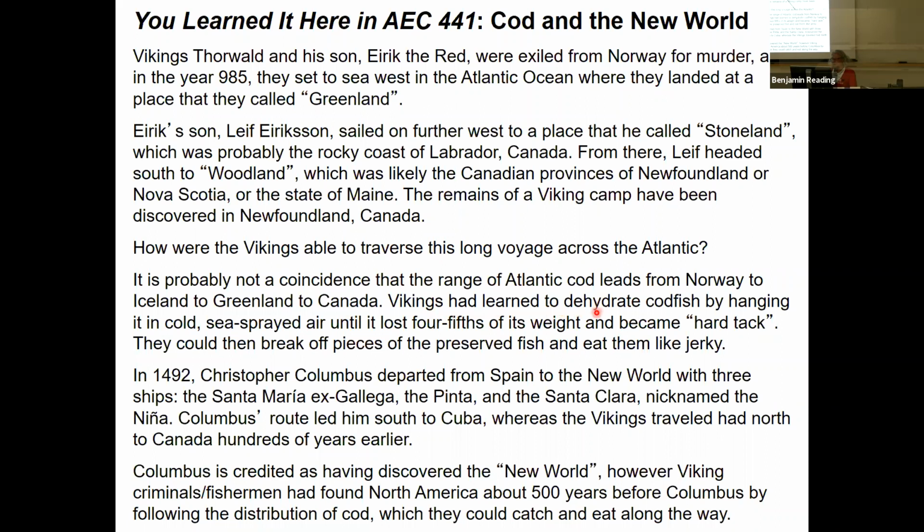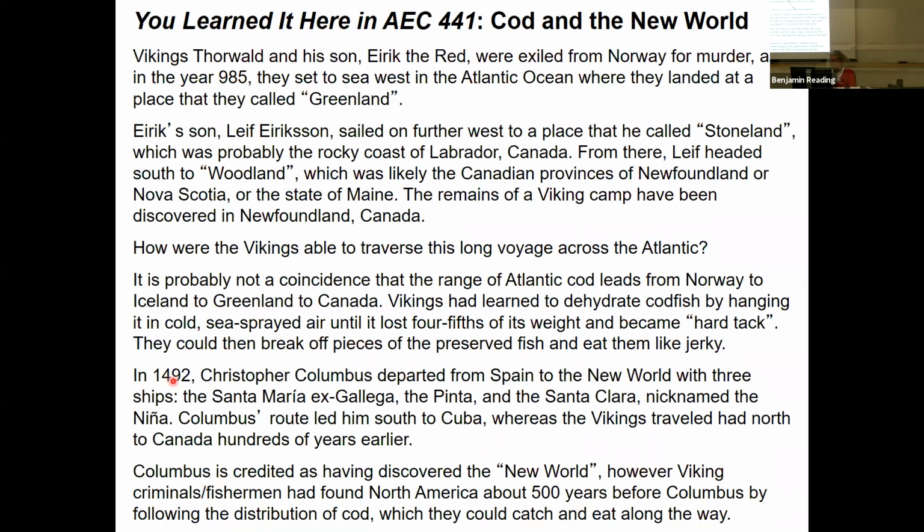Vikings had learned to dehydrate codfish by hanging it in cold sea-sprayed air until it dehydrated and lost 4/5 of its water volume and became hardtack. They could then break off pieces of the preserved fish and eat it like jerky, right? It was fish jerky. Now, because they could basically preserve food supply and also make it along the way, that's maybe how they could get over it.